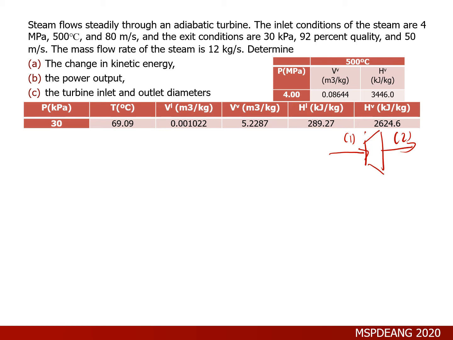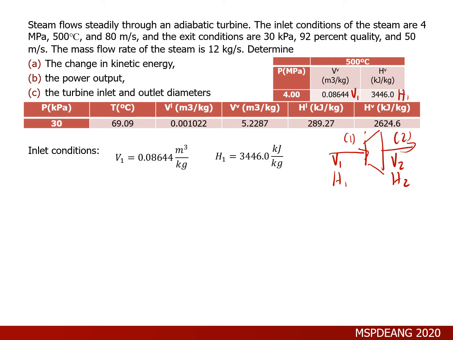So let's start solving by getting the stream properties. Usually you need to get the specific volume of the inlet and outlet and the specific enthalpy of the inlet and the outlet. Starting with the inlet conditions, steam at 4 megapascals and 500 degrees Celsius. We can read from the superheated steam table; this is now V1 and this is now H1. So V1 is 0.08644 meter cube per kilogram and H1 is 3446 kilojoules per kilogram.